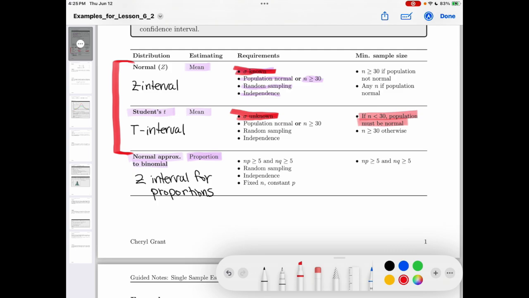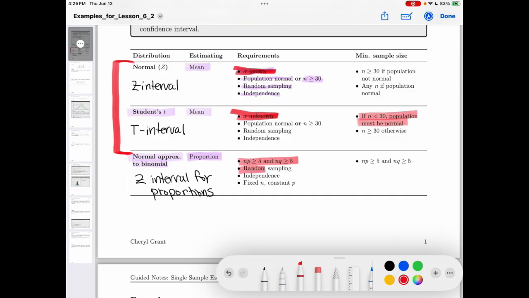And then let's see, for the z proportion interval, we're going to use that when the sample size is big enough. And in order for the sample size to be big enough, these conditions must be met. You need to be able to take the sample size times the probability of success and get a number greater than or equal to 5. And you also need to be able to take the sample size times the probability of failure, that's your q, and make sure that that's greater than or equal to 5. So that's making sure that the sample size is big enough.